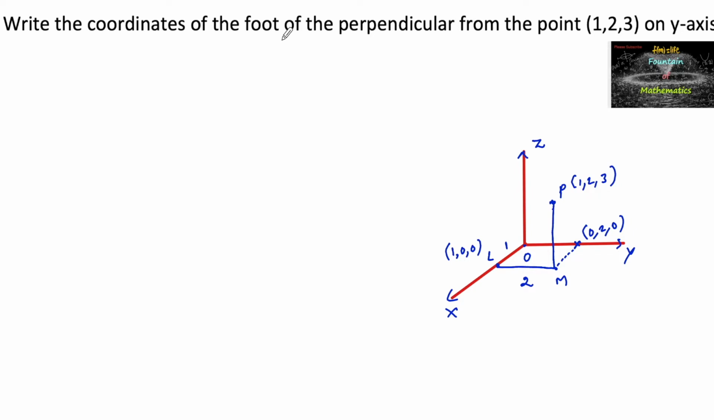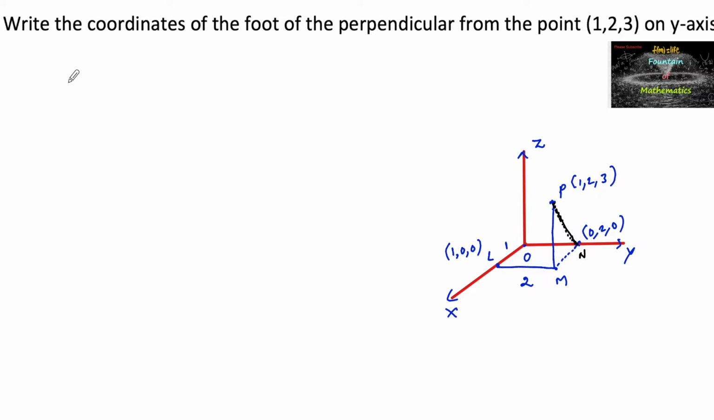Then the coordinates of the foot of the perpendicular from the point on y-axis. So we can consider from here the perpendicular can be considered on y-axis. It will be found exactly at the point 0, 2, 0. So we can say the foot of the perpendicular, say this is N. N is the foot of the perpendicular from the point 1, 2, 3 on y-axis is 0, 2, 0.